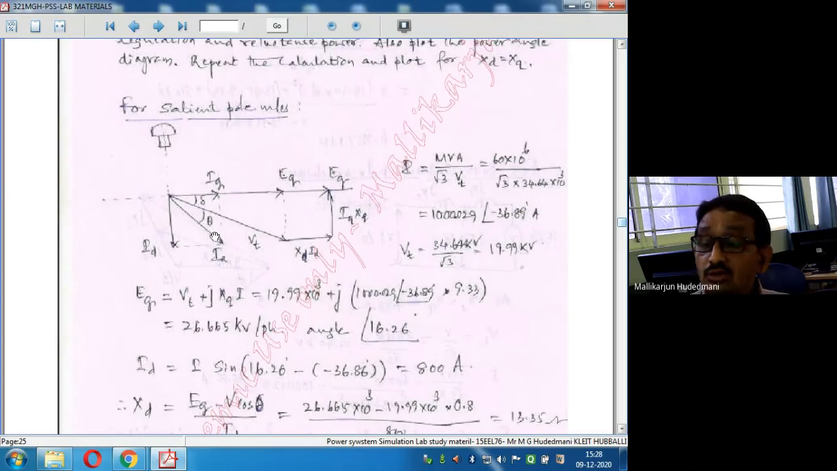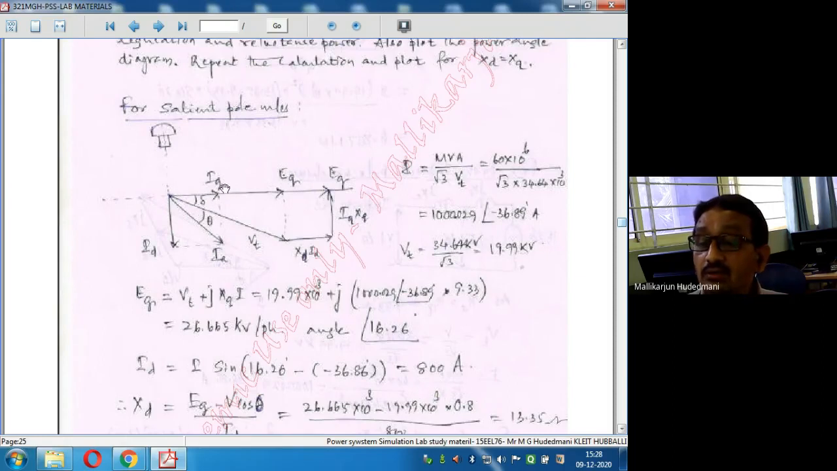That's called the resolved component of IA along the axis of the pole, which is ID, equal to I sine of the angle associated with the vector EG and the theta I have mentioned. Sine of 16.26 plus the difference between these two, nothing but 36.86 minus and minus. When I take this angle, it turns out to be a magnitude of 800 ampere. The total current works out to be 1000.029, but the component of that along the direct axis is 800.